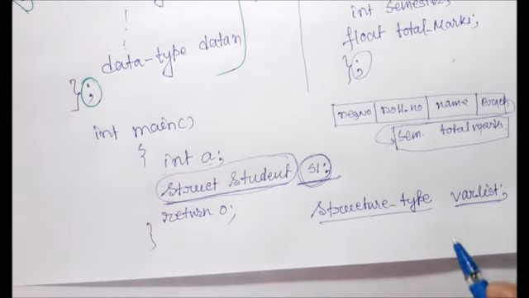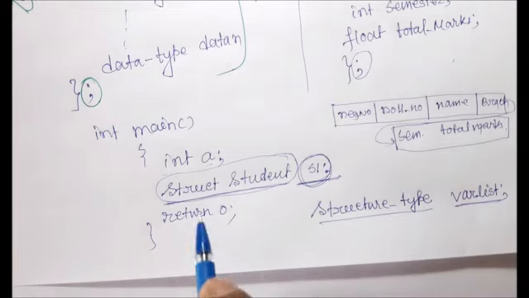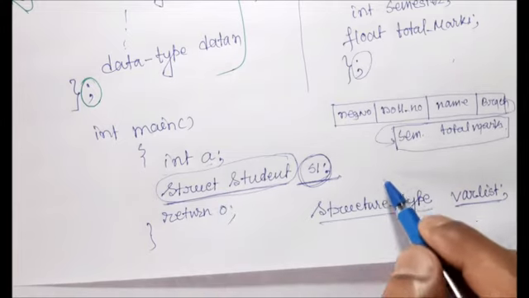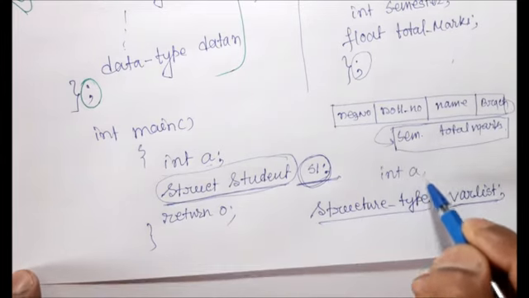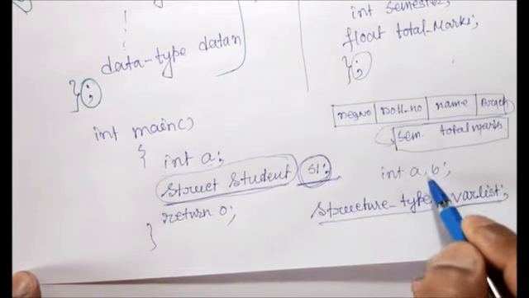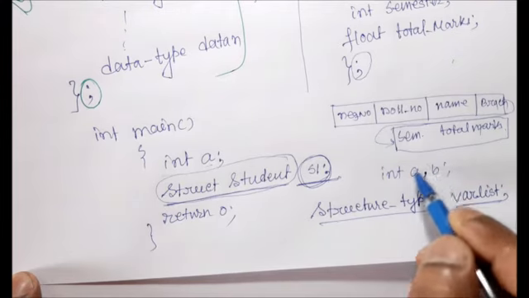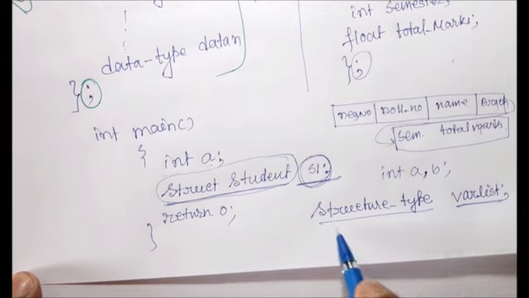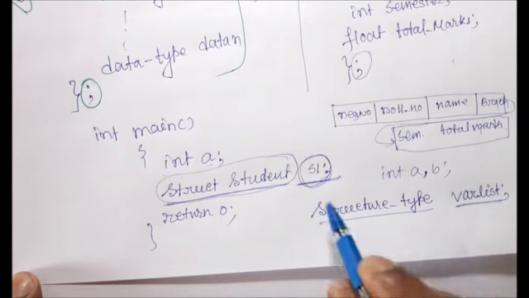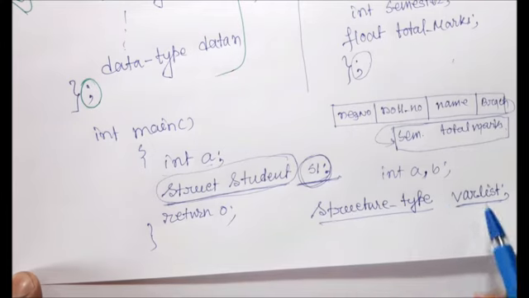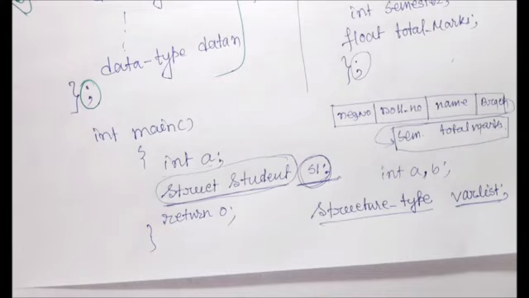If I want to store more than one variable, then you have to use a comma, just like an ordinary variable declaration. Suppose I want to store int a, b, then for more than one variable we use a comma in between two variables. Similarly, if I want to store more than one structure variable in a single line, we have to use the comma to separate each of the variables.